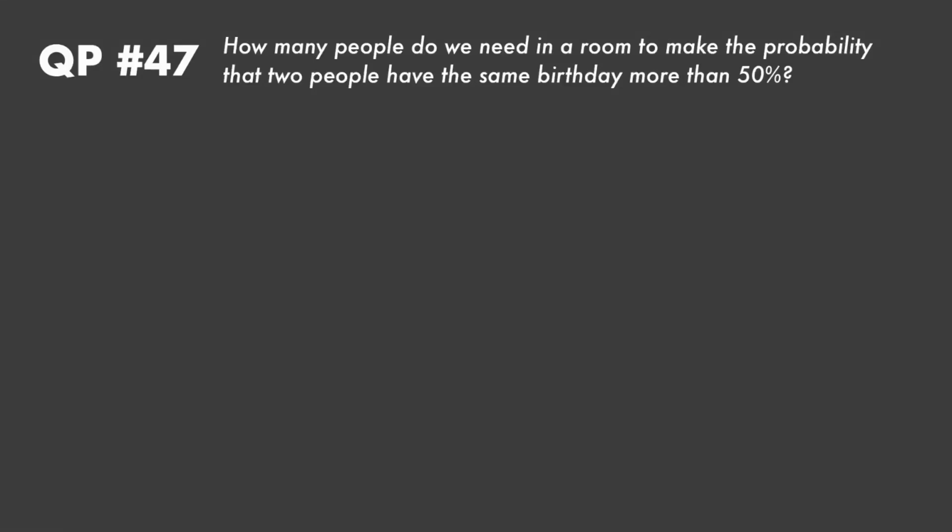Hello everyone, today let's look at Quantipus number 47, another combinatorics one, a really famous one. It's asking how many people do we need in a room to make the probability that two people have the same birthday more than 50%.